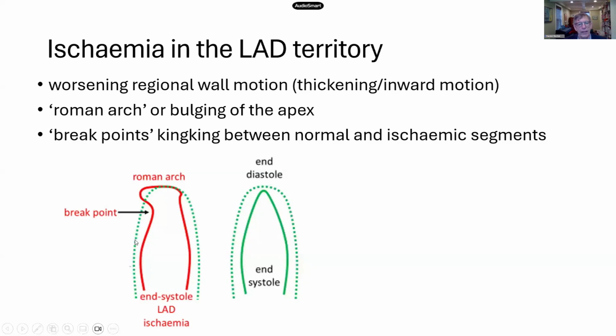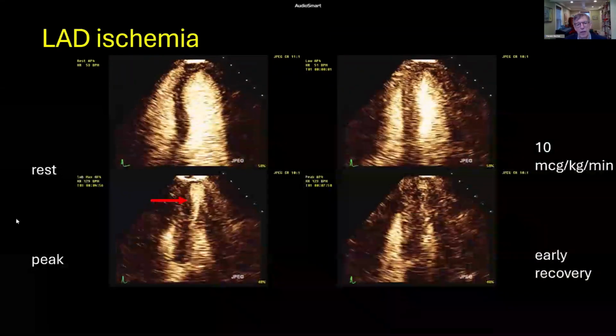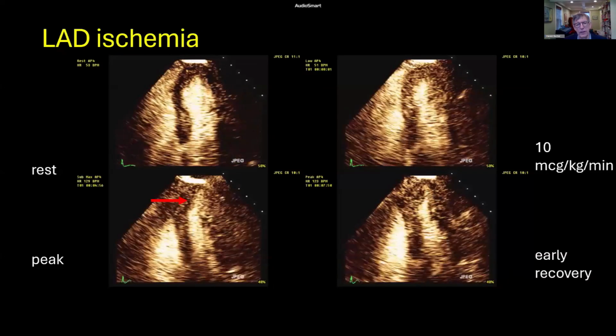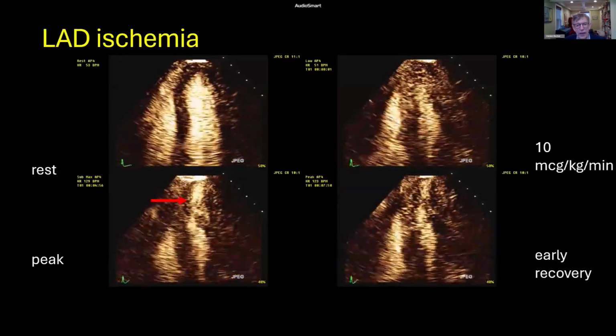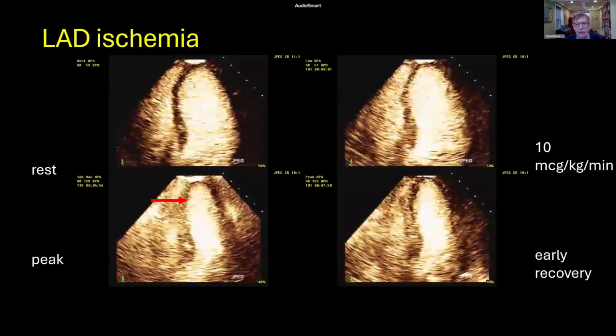Of course, LAD ischemia causes a worsening of the motion of the segments supplied by the LAD. But what is often easier to see is the shape: a more Roman arch type or bulging of the apex in systole, and also a break point, a kinking between normal and ischemic myocardial segments. That's what I have highlighted here, by the red arrow: the break point, which shows you the border of the normally contracting basal and mid septum and the apical segments, which do not do much and seem to bulge out and have this rounded shape.